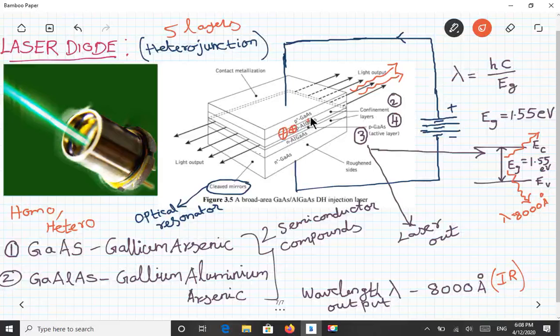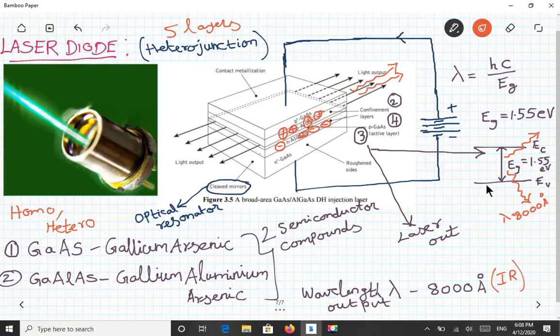Holes will be given by the second layer, and the fourth layer will provide electrons. There will be a number of electrons provided by the battery's negative terminal. The recombination happens in the third layer like this. The band gap is 1.55 electron volt.